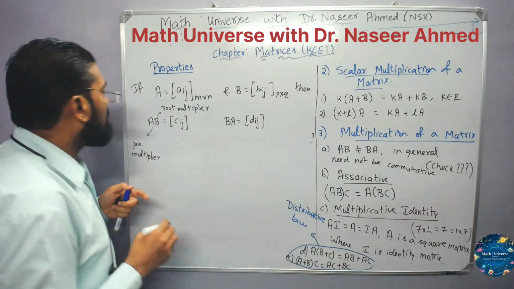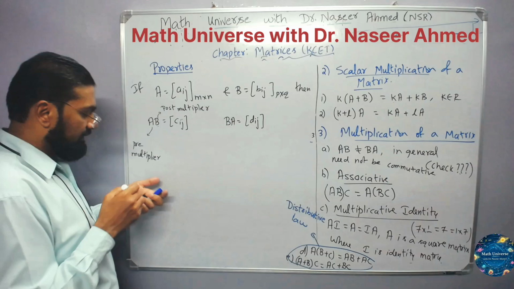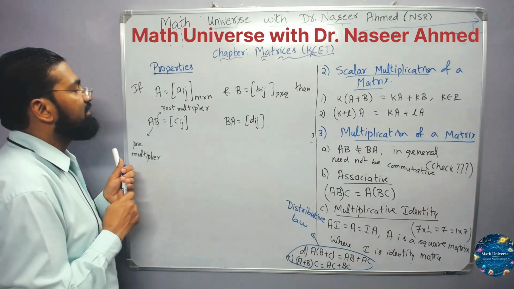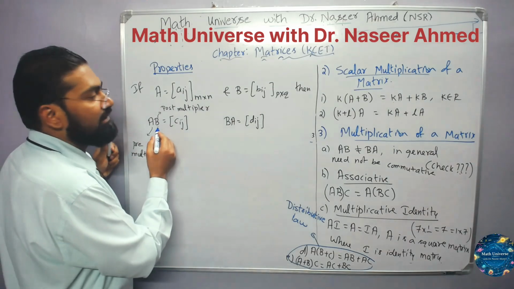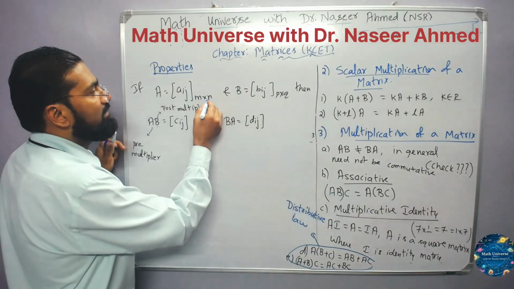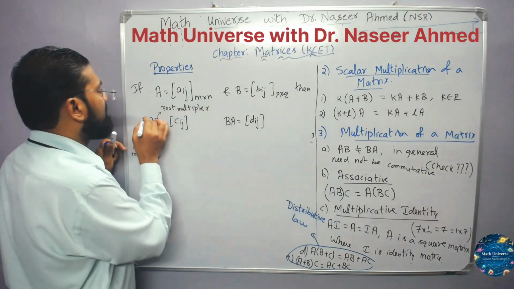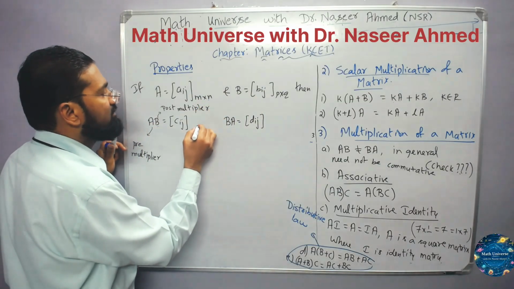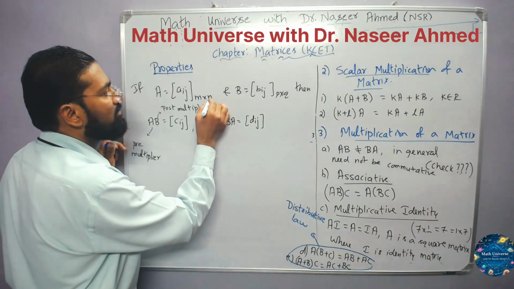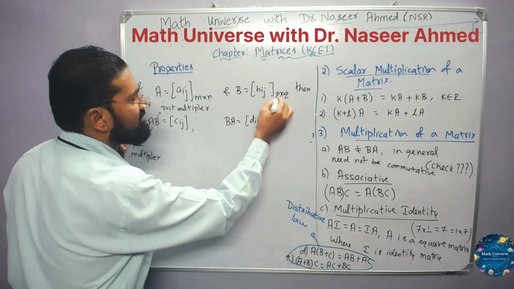Now, for matrix multiplication to exist here, n should be equal to p. So for this to be defined, the number of columns of the first matrix and the number of rows of the second matrix should be the same.